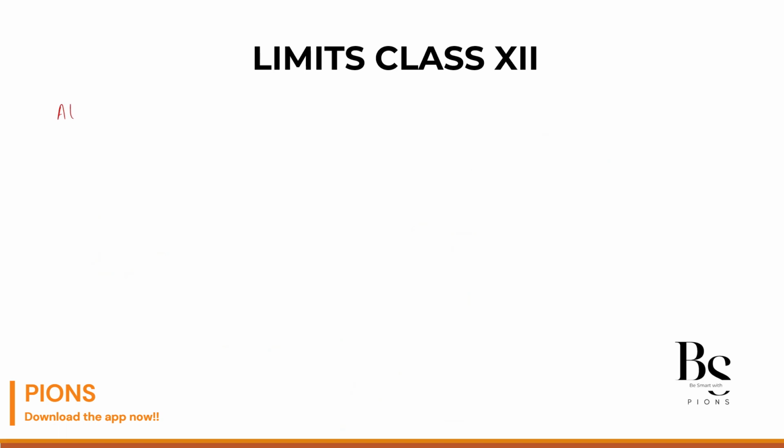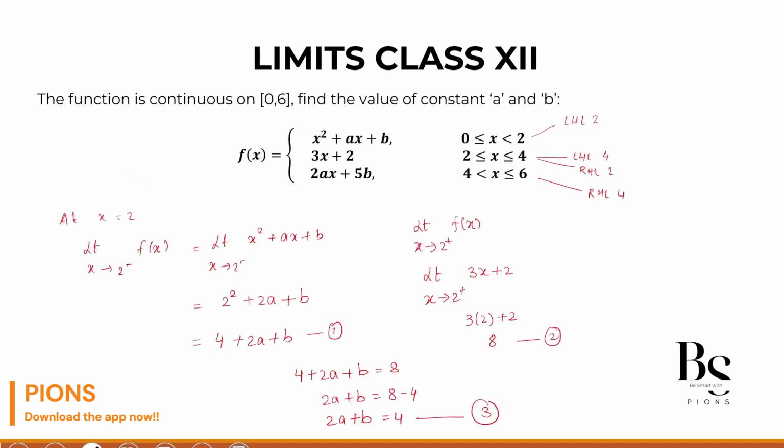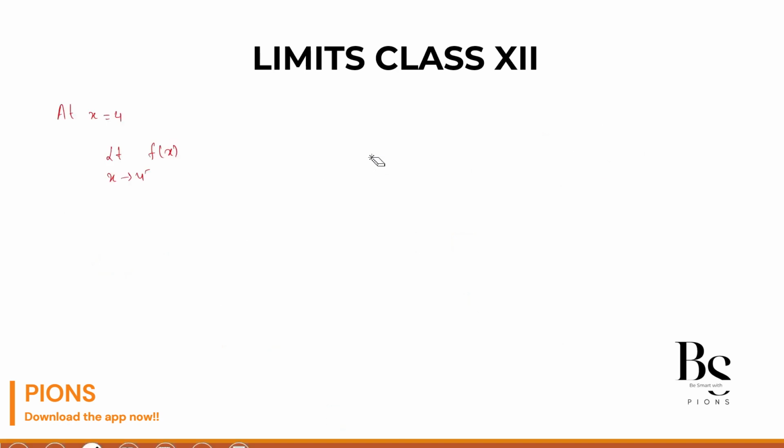Let's simplify. At x equals 4, limit x tending to 4 negative of f of x. Let's go back to our function and see which one is limit x tending to 4 negative. So which is this one. This is our left hand limit for 4. I hope this is clear. So left hand limit for 4 is 3x plus 2. Let's substitute here. Limit x tending to 4 negative of 3x plus 2. Putting x as 4, this will give you 3 into 4 plus 2. So 3 4s are 12, plus 2, 14. This is the left hand limit for x equal to 4.